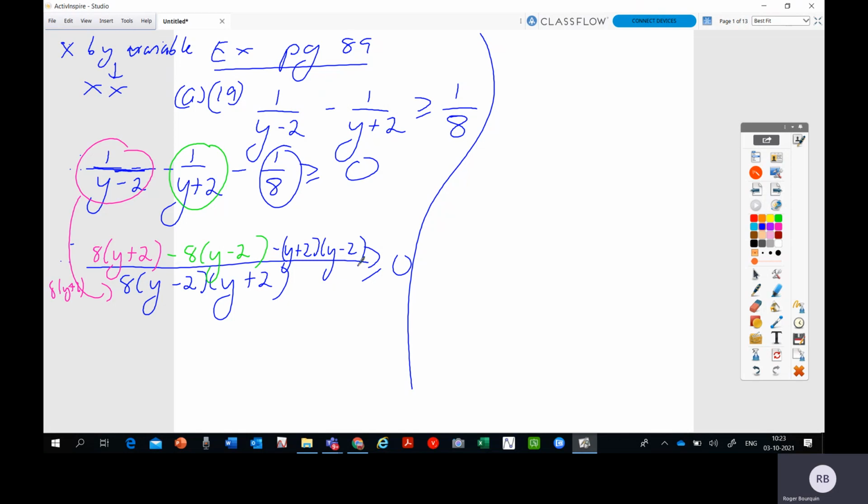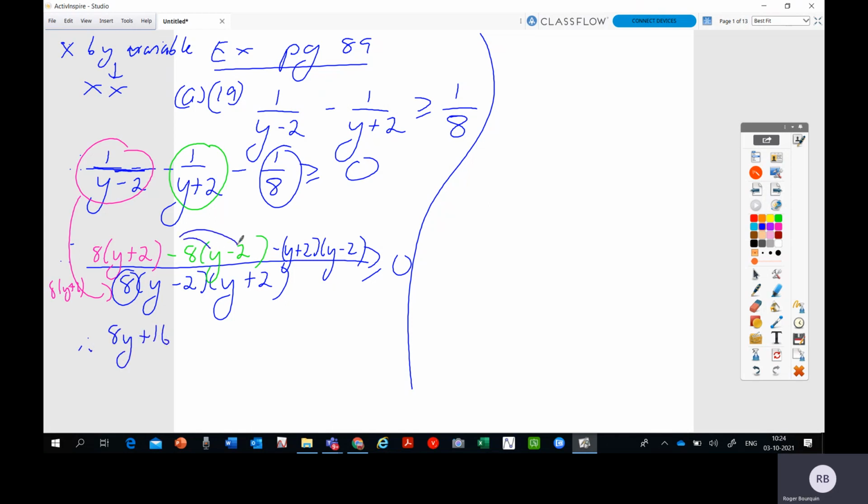You can get rid of that 8 in the denominator now. You can keep it there, it doesn't matter, but what you're doing is timesing both sides of the inequality by 8. But you can't get rid of the y minus 2, y plus 2 because you don't know whether those are positive or negative. Now we times up the top, and I get 8y plus 16.